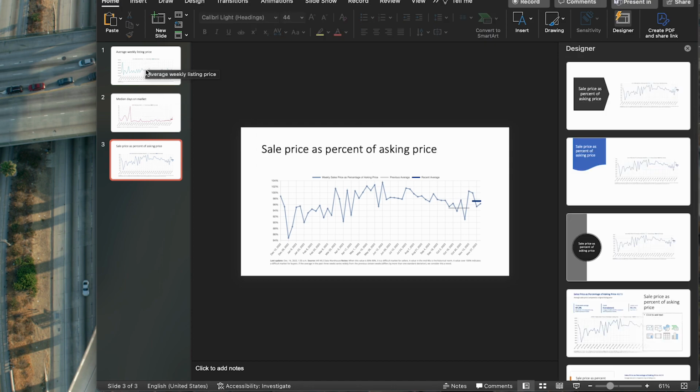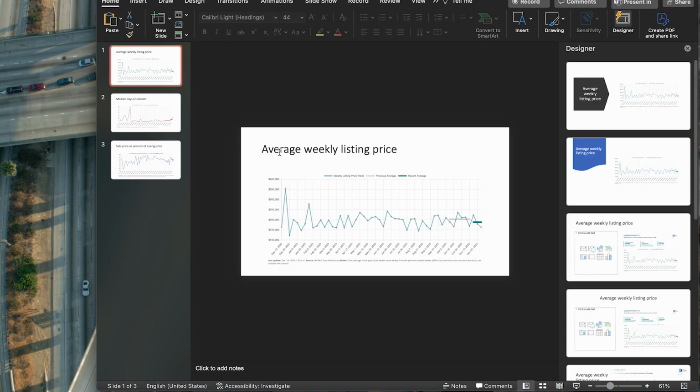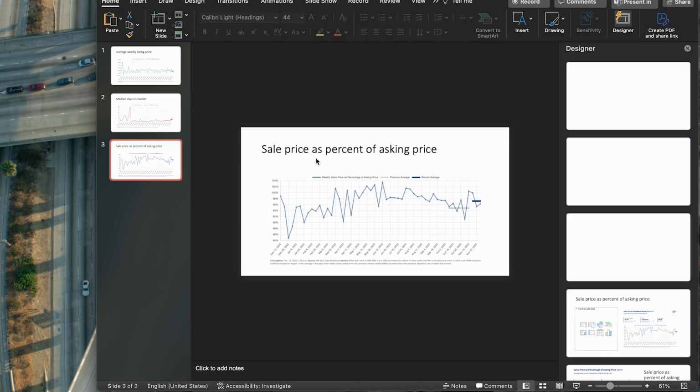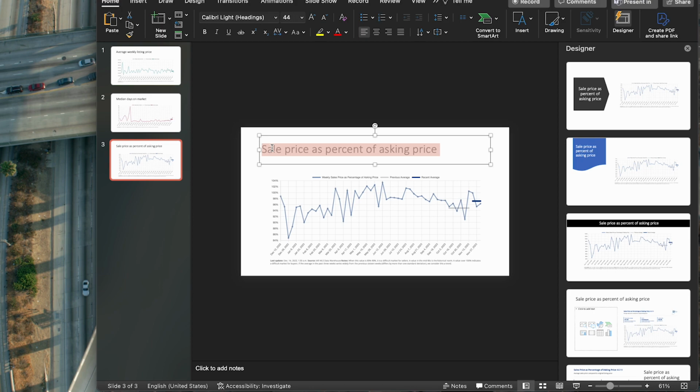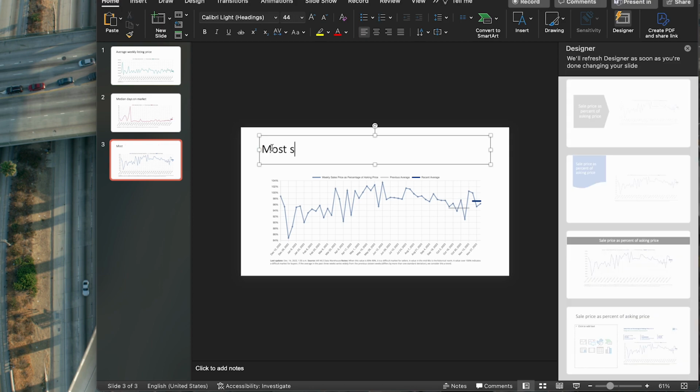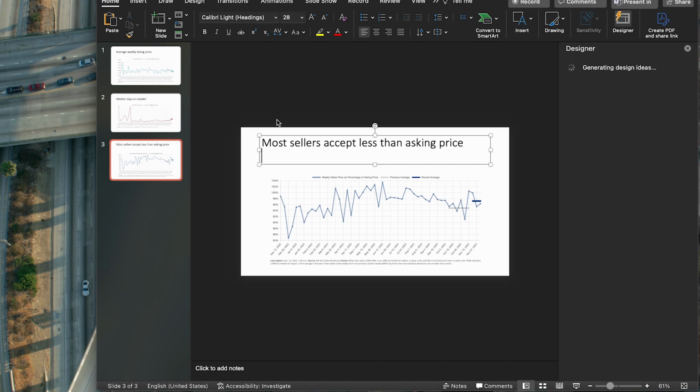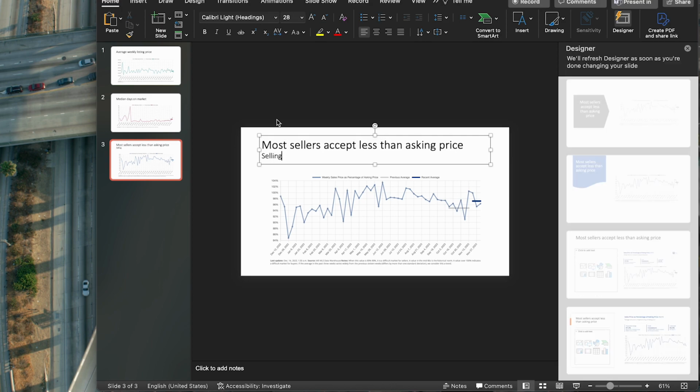Now, if you want to improve this and be even a little more direct, you can, instead of just giving the title of the chart as kind of the raw information in there, you can say upfront what your point is, right? So for example, you could say here, most sellers accept less than asking price. And then as a subtitle, in smaller font, you say what the content of the chart is: selling price as percent of asking price.